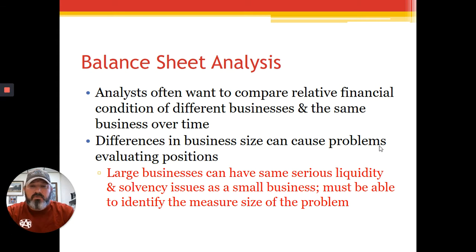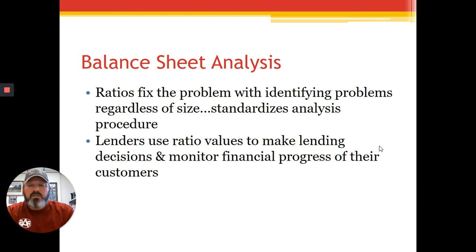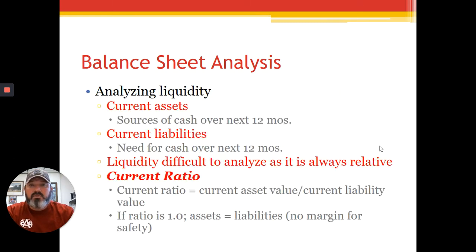So of course, differences in business size can cause problems when evaluating positions. Large businesses can have the same serious liquidity and solvency issues that small businesses have. But we have to be able to measure and then identify the type of problem that we potentially have. So the way to do that is to utilize ratios, because that takes the bias of size out of it. It standardizes the analysis, and lenders use this a lot to make lending decisions because it tells them a little bit about risk, and it also helps them monitor financial progress of their customers.